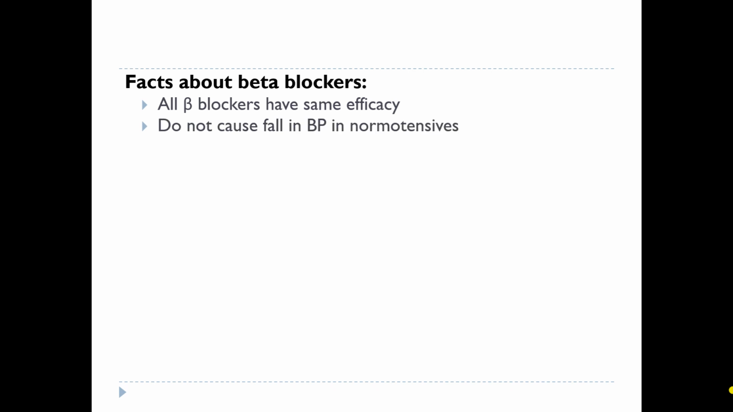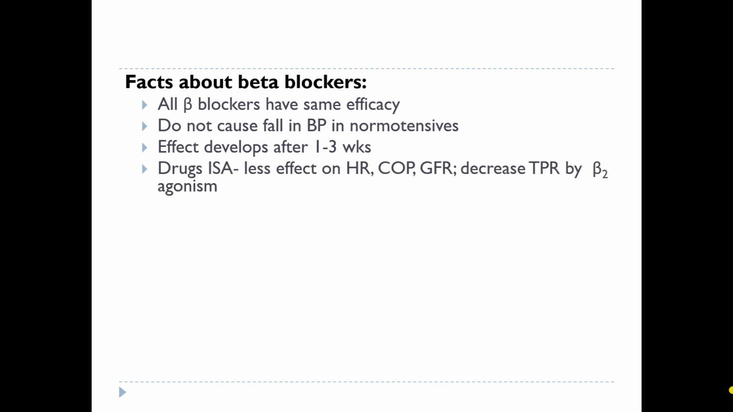So there are certain facts about beta blockers which need to be remembered for hypertension: all the cardioselective beta blockers have the same efficacy for the management of hypertension. They do not cause a fall in the blood pressure in normotensive patients, which means they reduce the blood pressure to the normal level, but hypotension is not produced with beta blockers. Effect develops after 1 to 3 weeks of therapy.